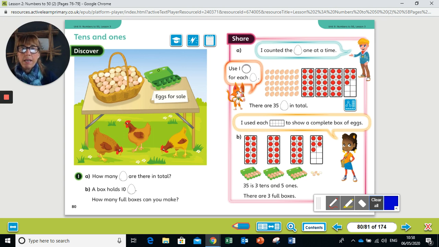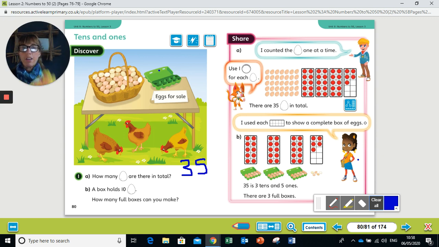A box, so this egg box here, holds 10 eggs. How many full boxes can you make? So remember, we've got 35 eggs in total, and we can put 10 eggs in each box. How many full boxes can we make? Let's see how the little girl's going to do this. I use tens frames to show a complete box of eggs. What a good idea, because a tens frame holds 10.